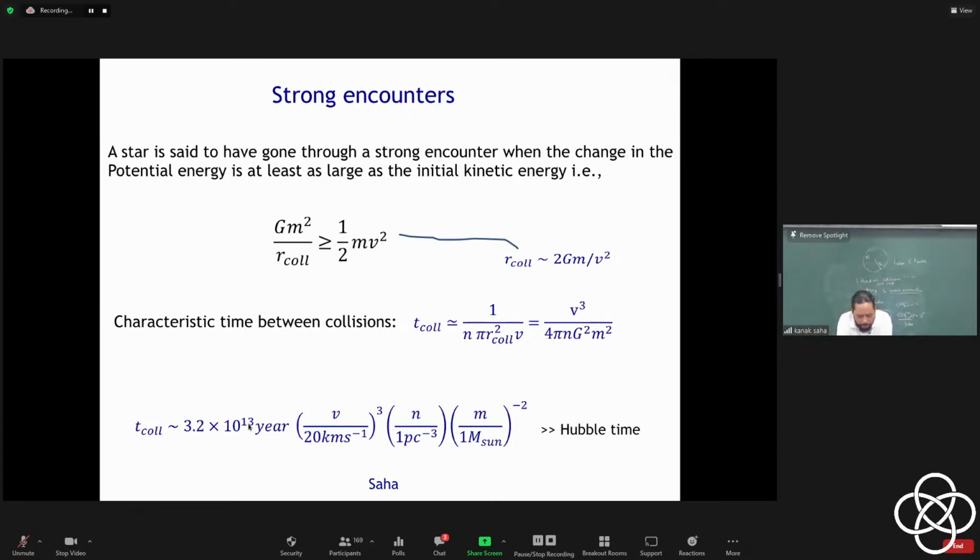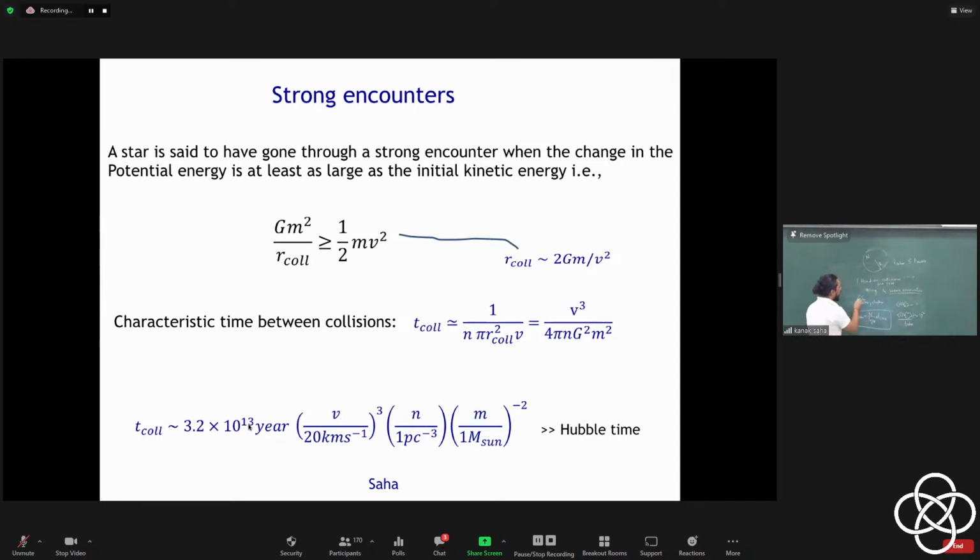So in most cases in a galaxy, T relaxation is much larger than the Hubble time. So strong encounters, the head-on collisions, are not important, and weak encounters are also not important during the lifetime of a galaxy. Okay, so we have come to the conclusion that encounters and collisions are not important in a galaxy. That's a very significant thing.